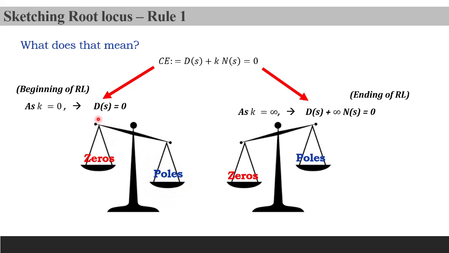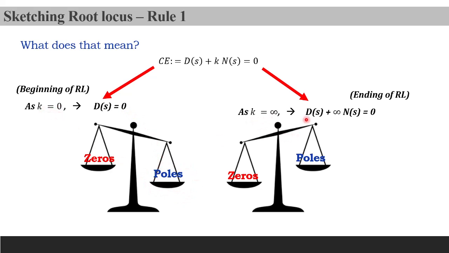Yeah, it's quite simple: if we substitute the value 0, all the effects, features and characteristics in the numerator get cancelled out because k equals 0, and the only factor that affects this characteristic equation is your D of s, which is actually the values of poles, right? So D of s equals poles. The poles get significant when k equals 0.